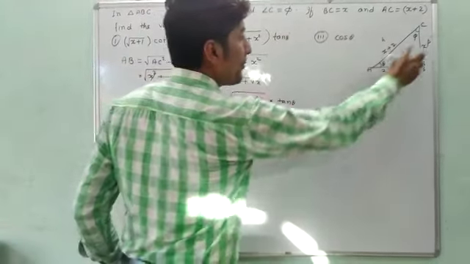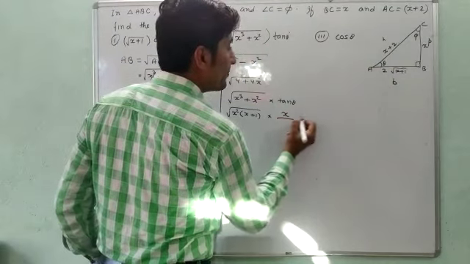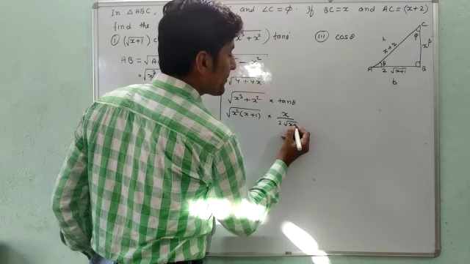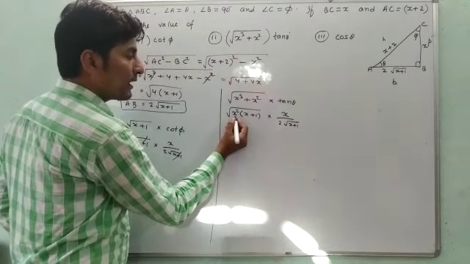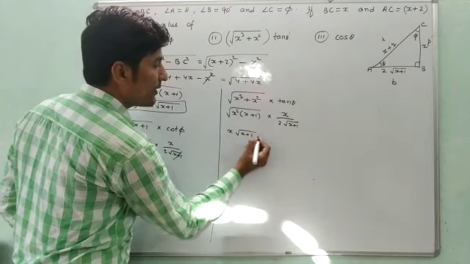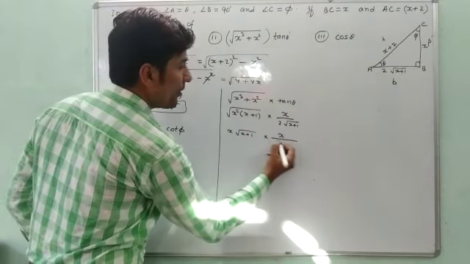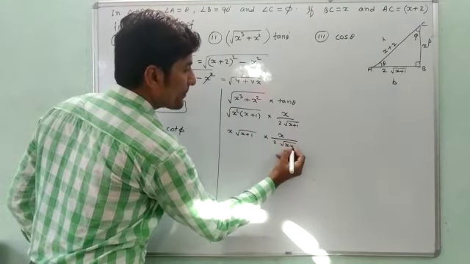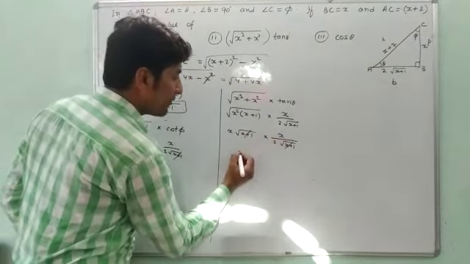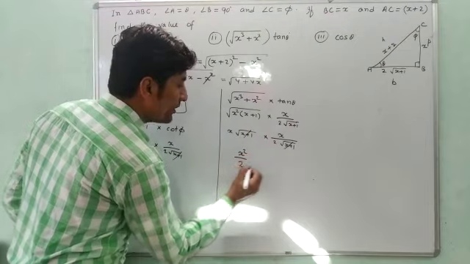So tan theta is p upon b. The value of p is x, and the value of b is 2 under root x plus 1. The square root of x square will be x, so we can write here x under root x plus 1 multiplied by x upon 2 under root x plus 1. Under root x plus 1 and under root x plus 1 both will cancel. x into x will be x square upon 2.